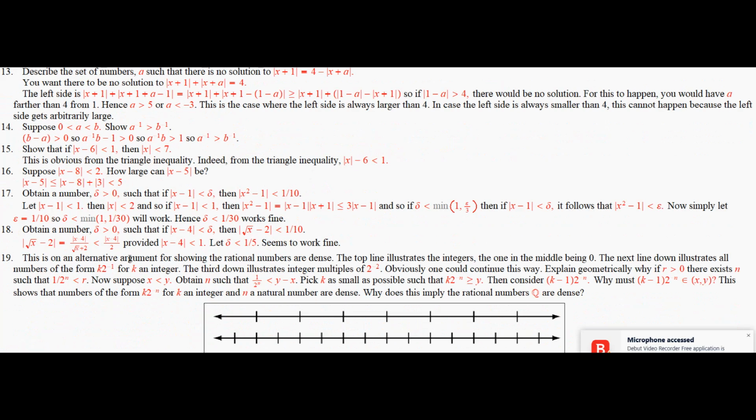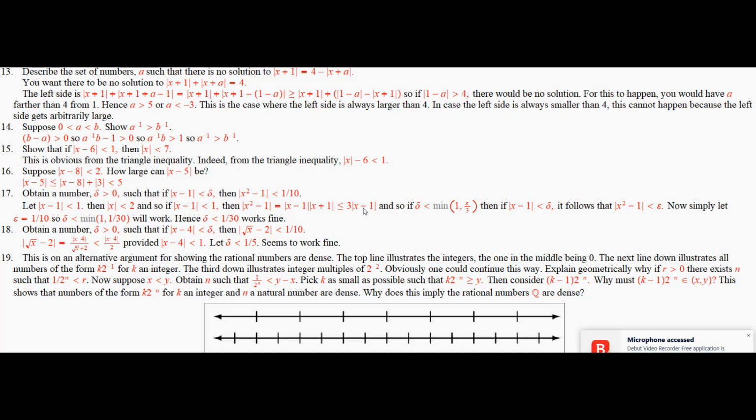All right, here's one of these little epsilon delta things. Obtain a number delta such that if x is closer to 1 than delta, then x squared minus 1 in absolute value is less than 1/10. Well, suppose x minus 1 is less than 1, then absolute x is less than 2. So if this is less than 1, then I can write down this inequality here.